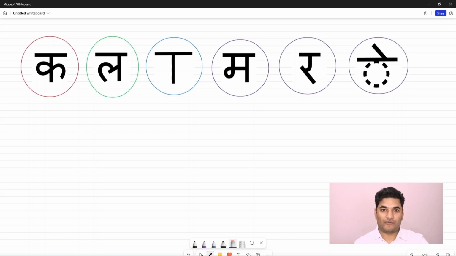Till now we have done 4 consonants and 2 vowels in their matra forms. As usual, I have noted them on the whiteboard for you. Let's revise them a little bit and then we will proceed further with today's letter.